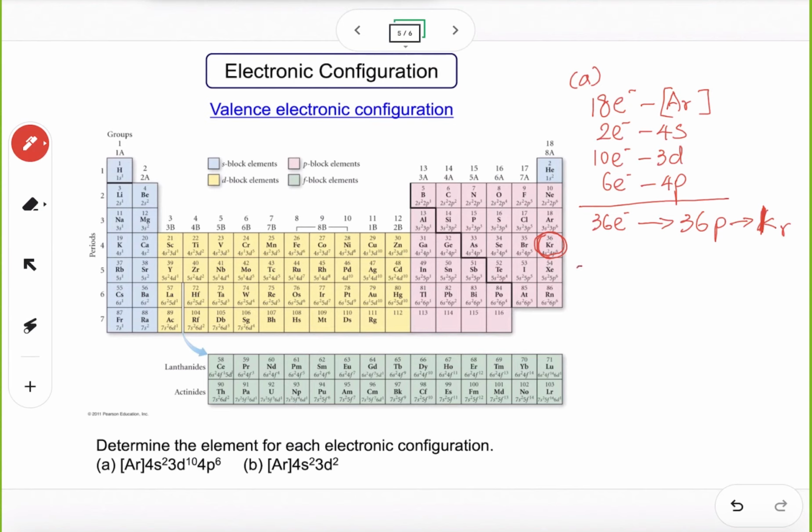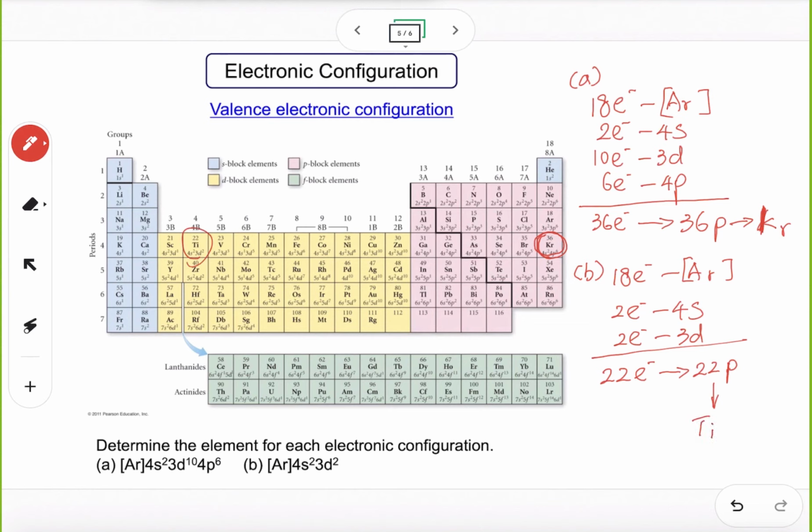Now the next problem, question B, still argon core. You have 18 electrons, of course, from the argon core. Now you have 2 electrons from the 4s orbital and 2 electrons from the 3d orbital. So in total, you have 22 electrons. Neutral element, 22 electrons, tells us it should have 22 protons. If you go to the periodic table, you'll realize this element would be titanium.